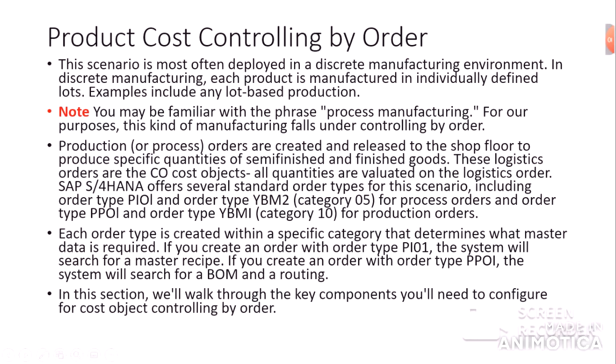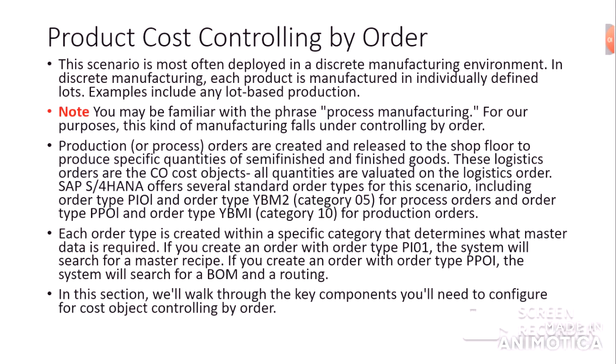Each product is manufactured in individually defined lots. Examples include any lot-based production. You may be familiar with the phrase process manufacturing. For our purposes, this kind of manufacturing falls under controlling by order.